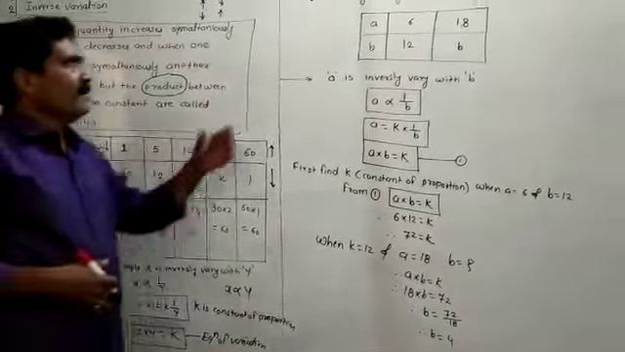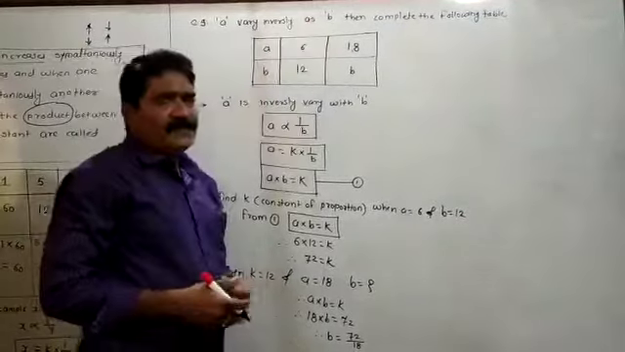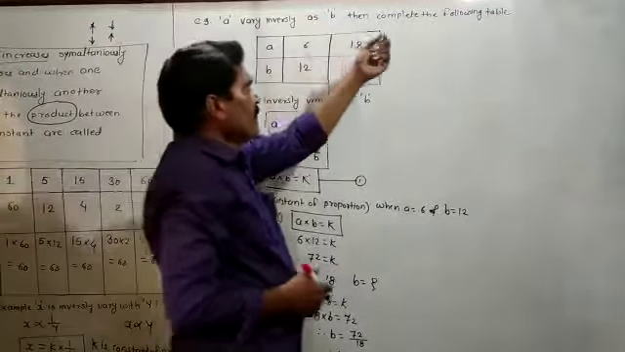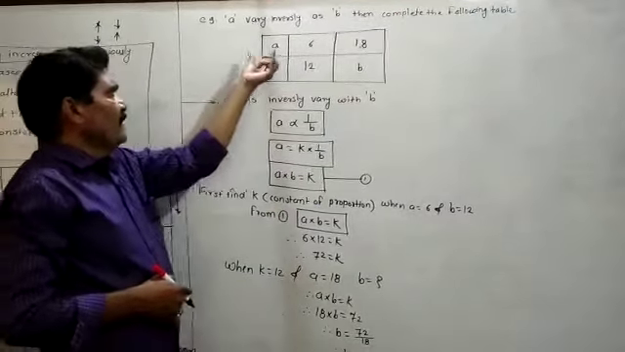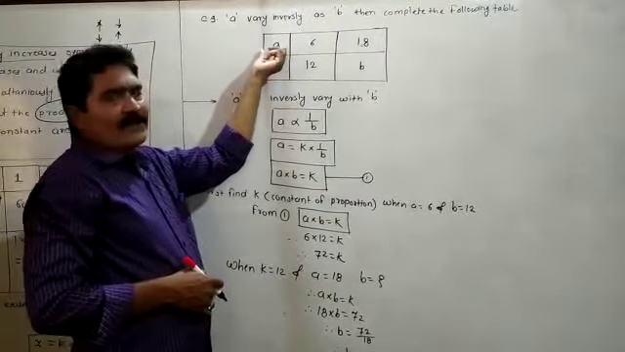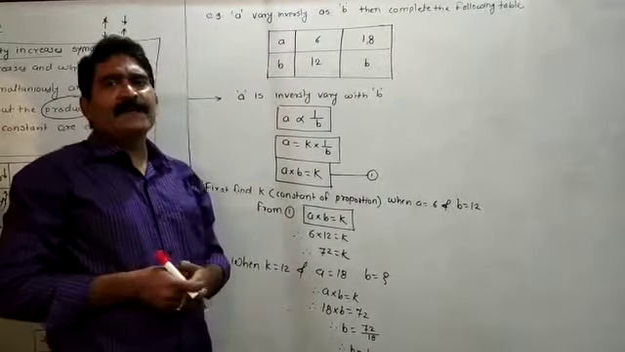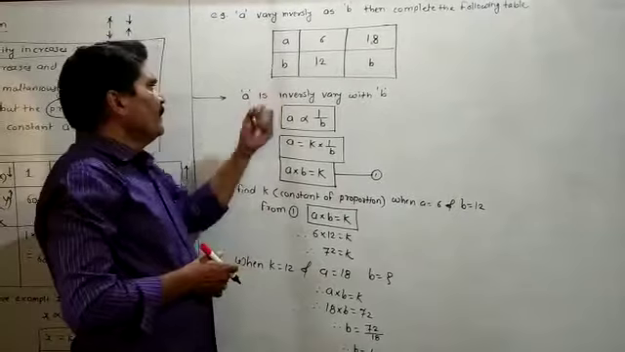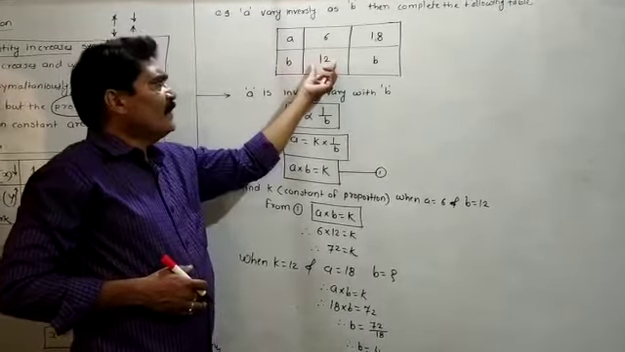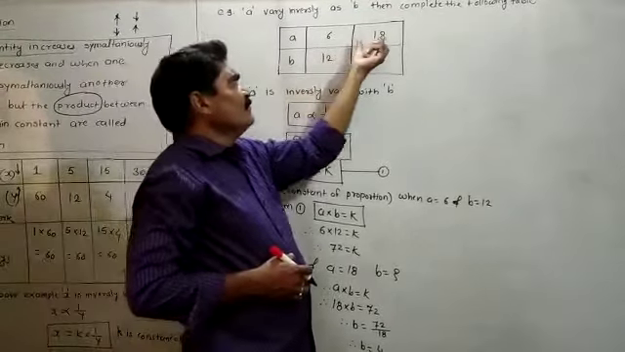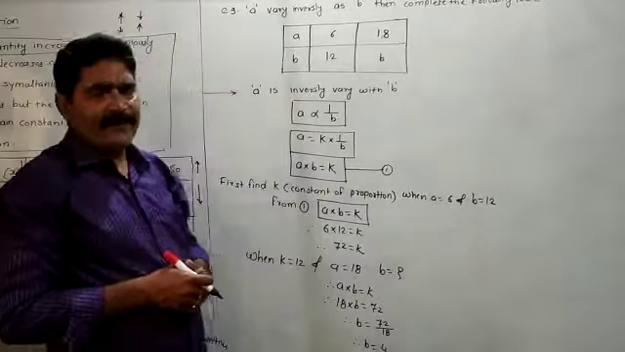So I will start with one example. A varies inversely with B. Then complete the following table. Here two quantities are there, one quantity is A and another quantity is B. And what they are saying, A inversely varies with B. If A is equal to 6, B is equal to 12 is given, and you have to find out that if A is equal to 18, at that time B is equal to what?